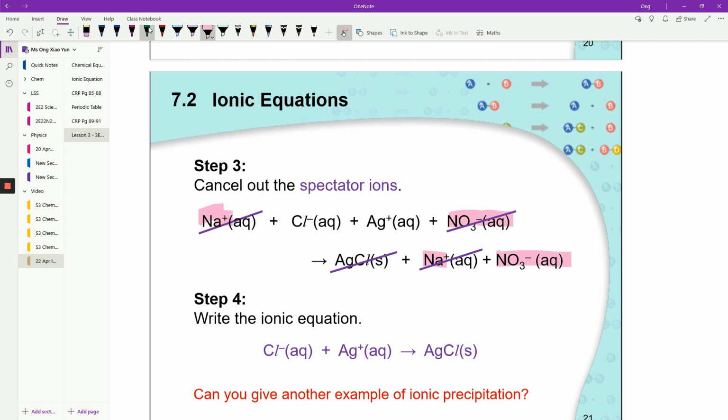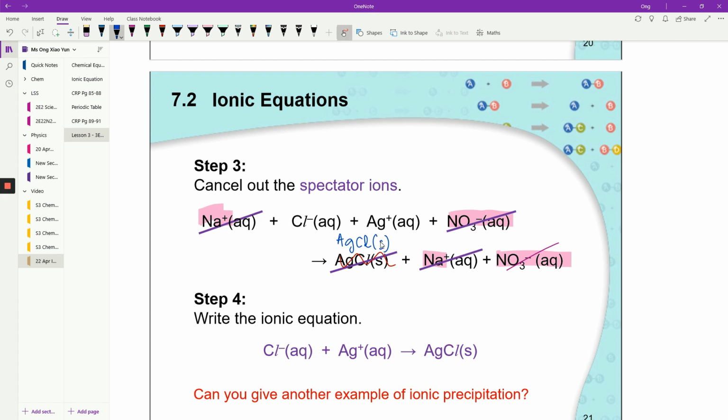Oh, sorry, this one is cancelled wrongly. So this should be cancelled away. This one should remain there, because there is no silver chloride solid in the reactants.